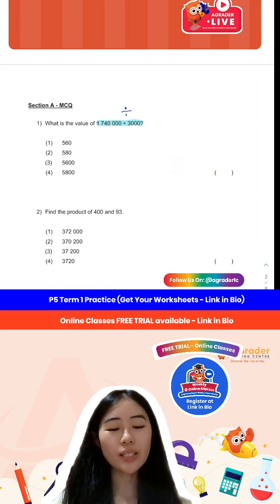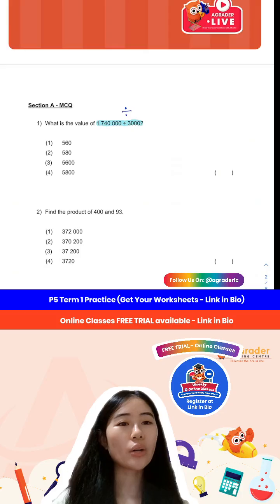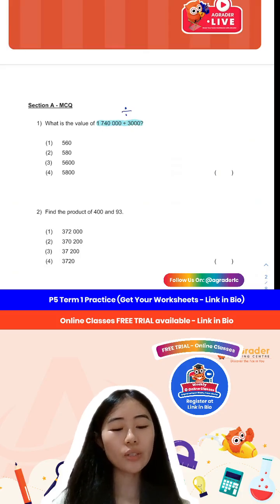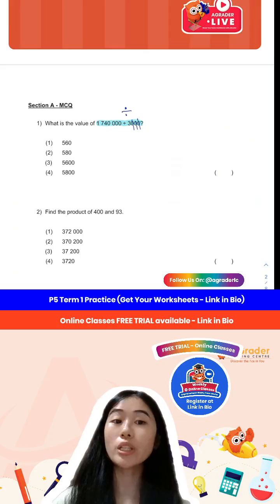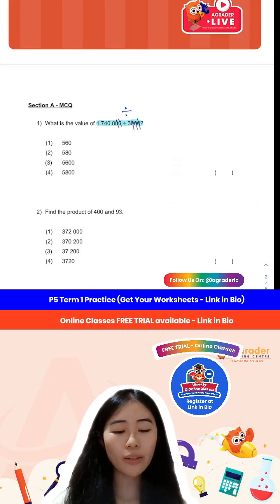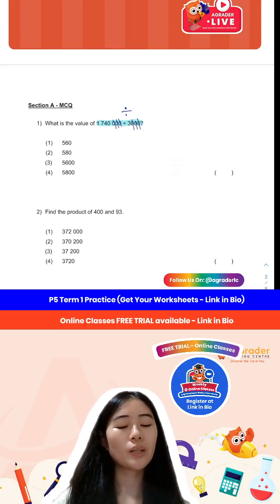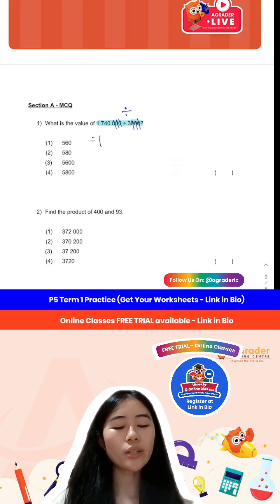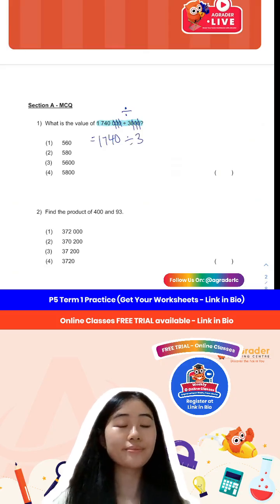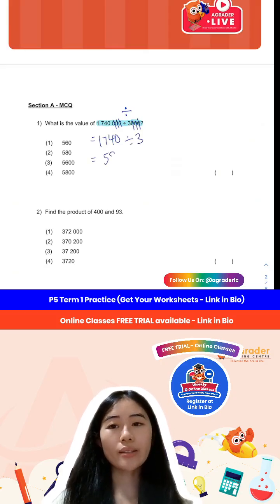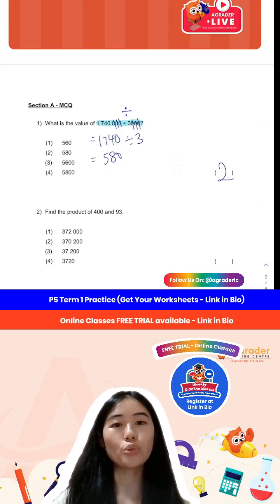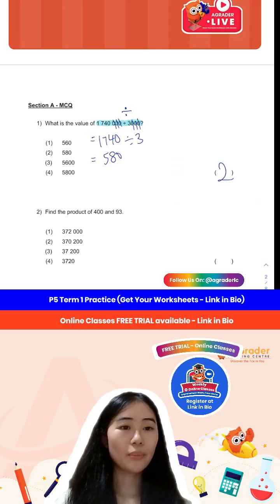Let's go through this. Yembun mentioned cancel the zeros. Yes, you are right. For both of these numbers, the maximum number of zeros I can cancel is 3 zeros. So each of them cancel away 3 zeros. Essentially, you are using 1,740 divided by 3. That's how you get the answer 580, which is number 2. Make sure to cancel the same number of zeros for each number.